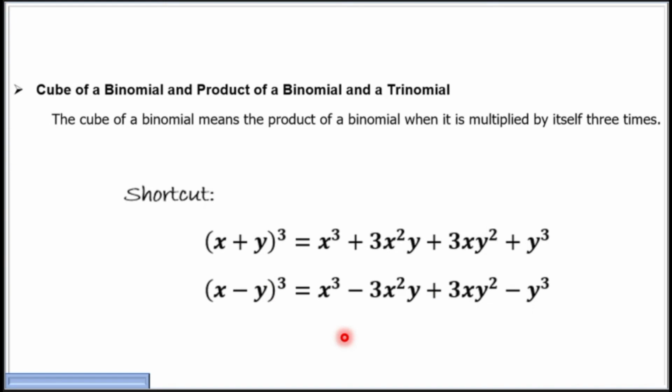Negative times negative, positive. Positive times negative, negative. So it is three negatives. Cube, or an odd number exponent, remains negative. Basically, negative or minus, minus plus minus, or plus, plus all. That's it.